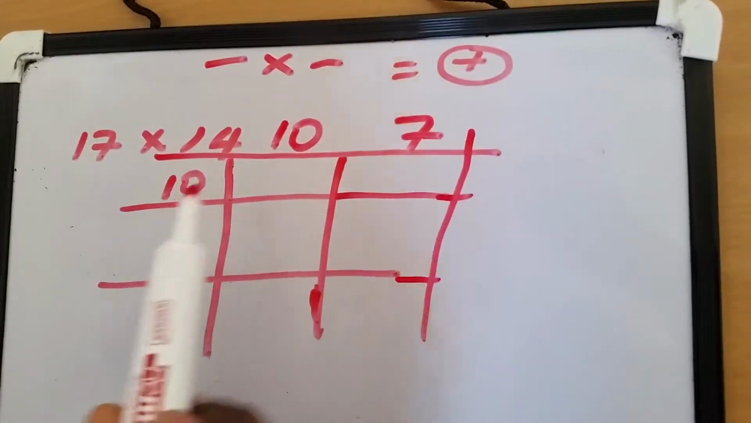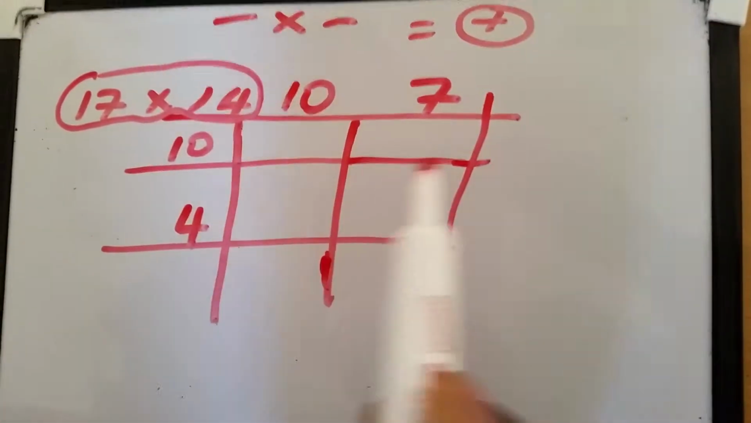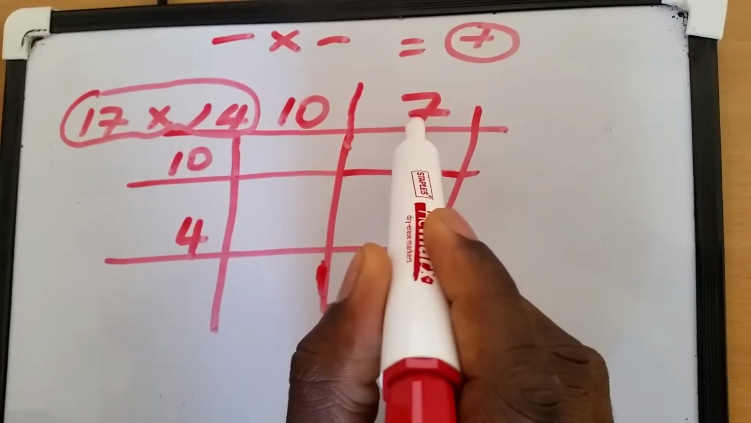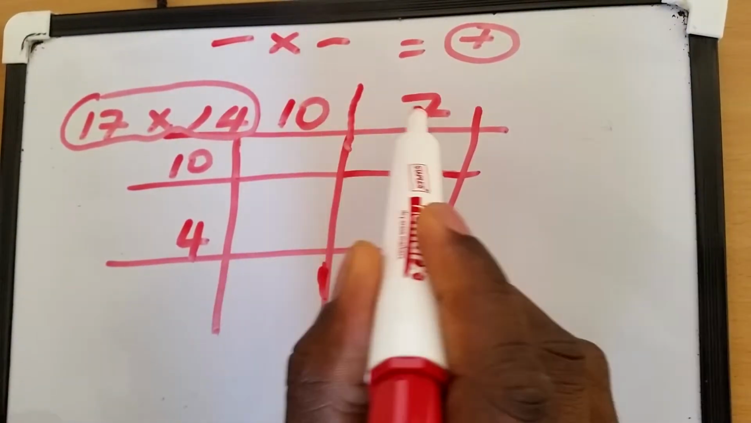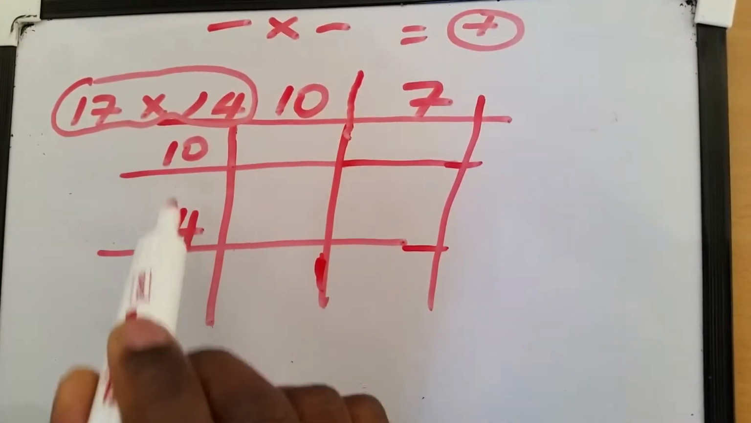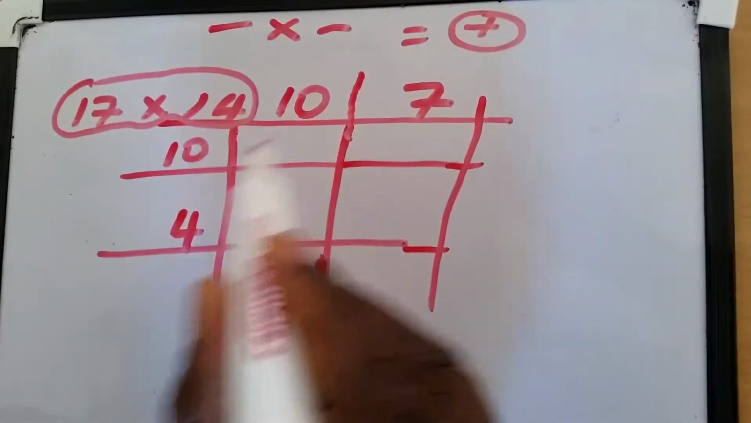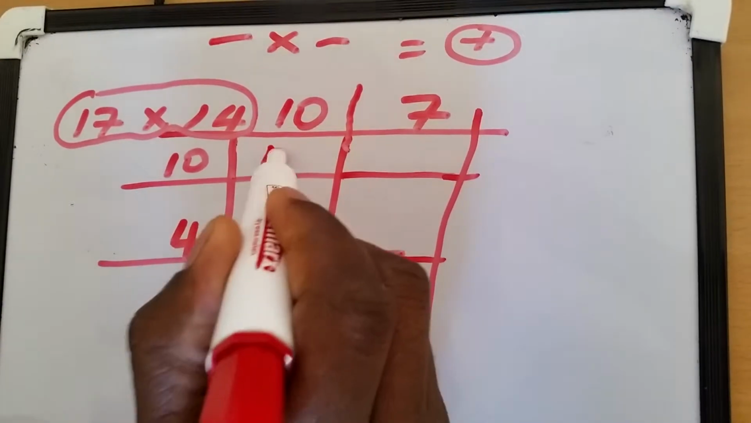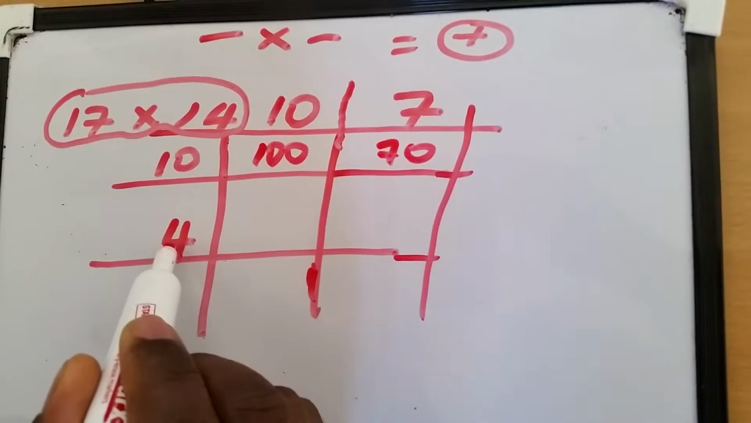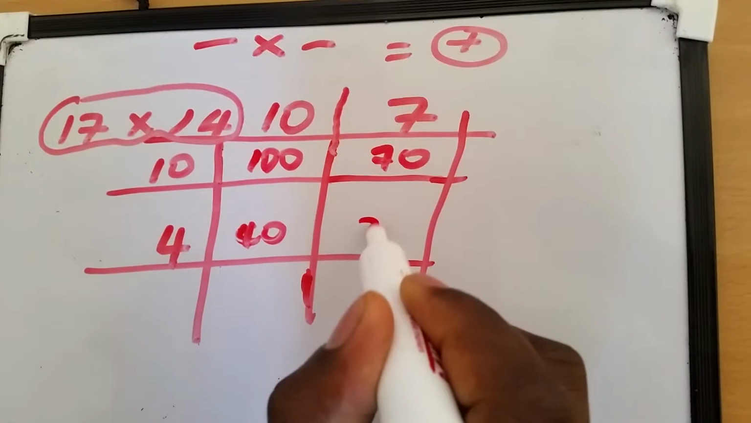So what I have here is I'm going to multiply these two numbers, which is 17 times 14, and all I did was separate 17 into its tens and units. So 17 is made up of 1 ten and 7 units, so 10 and a 7, and 14 is equally made up of 10 and a 4. So I'm going to do the grid multiplication in order to get our answer. So we see 10 times 10 is 100, and 10 times 7 is 70, and also 4 times 10 is 40, and 4 times 7 is 28.